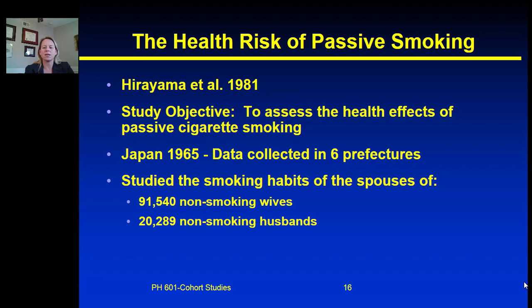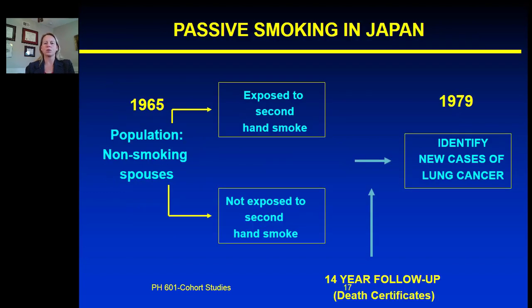The data were collected across 6 different prefectures, which are similar to states in Japan. The authors were interested in studying the smoking habits of spouses of 91,000 non-smoking wives and 20,000 non-smoking husbands. So this illustrates the general study design.